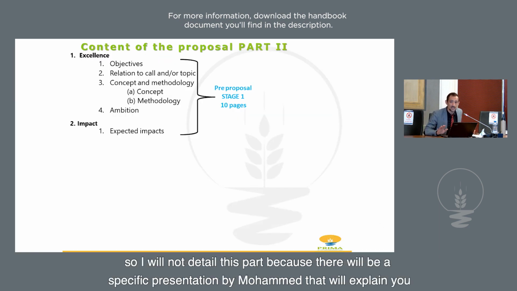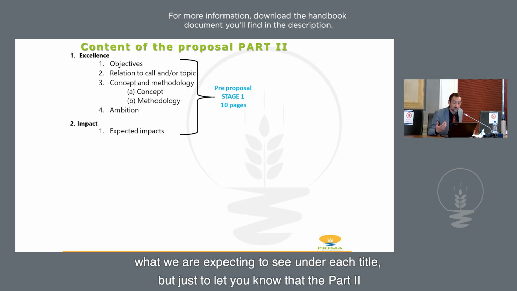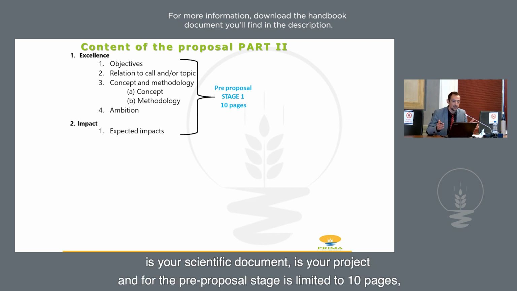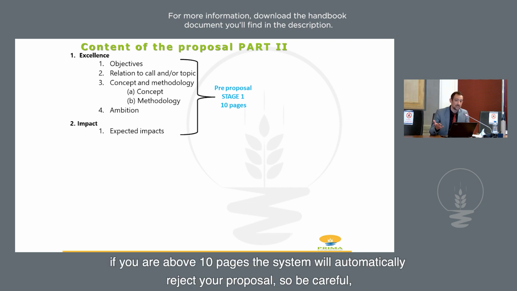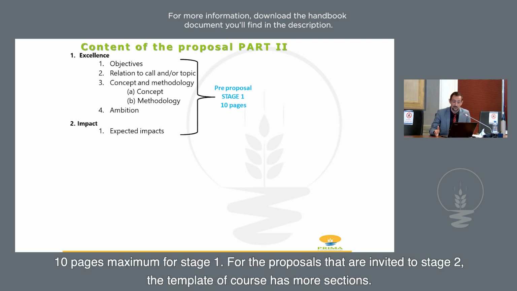Next one, the part 2. I will not detail this part because there will be a specific presentation by Mohamed that will explain what we are expecting to see under each title. But just to let you know that part 2, your scientific document, your project, is limited to 10 pages for the pre-proposal stage. If you are above 10 pages, the system will automatically reject your proposal. So be careful, 10 pages maximum for stage 1.